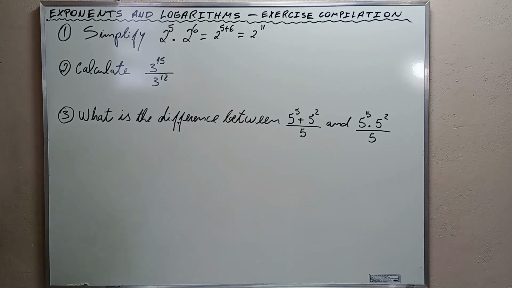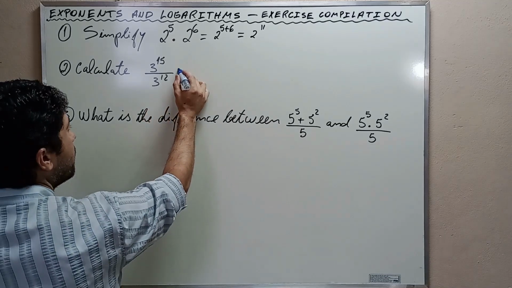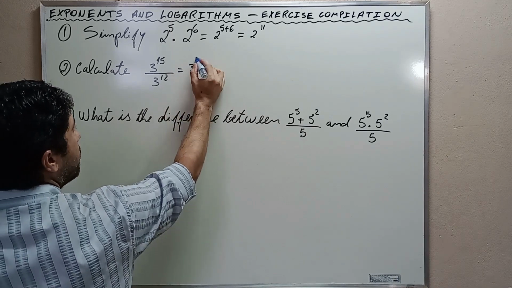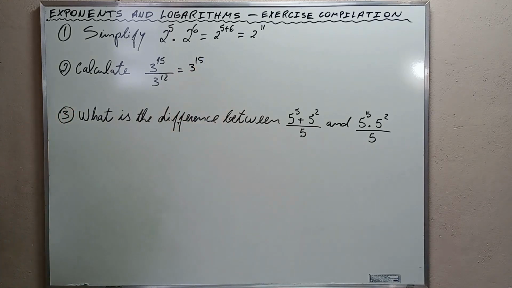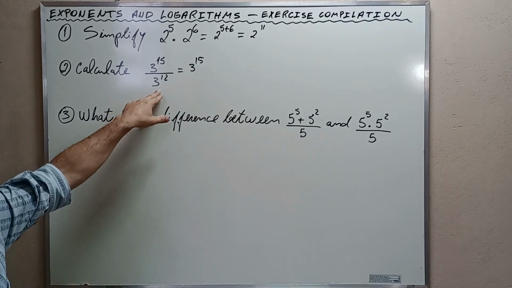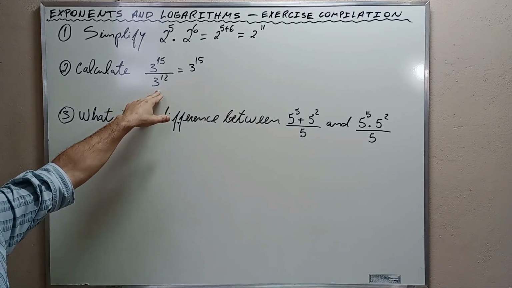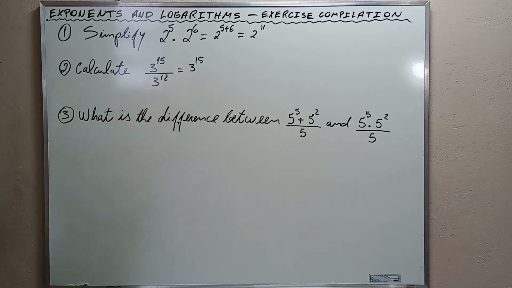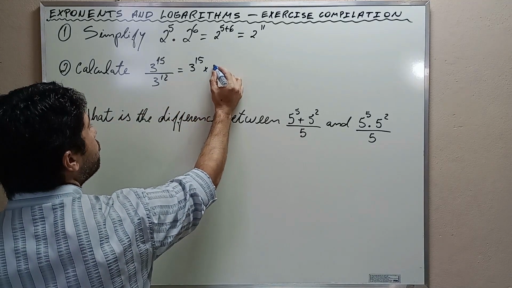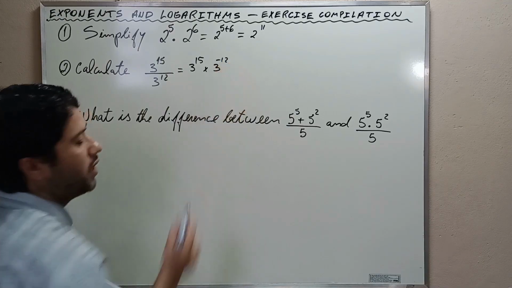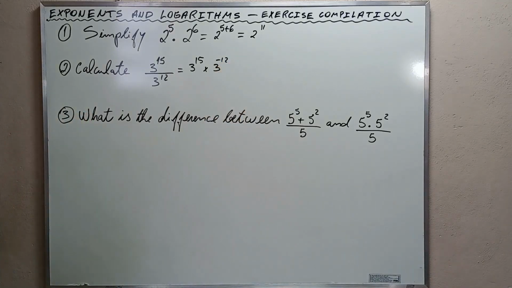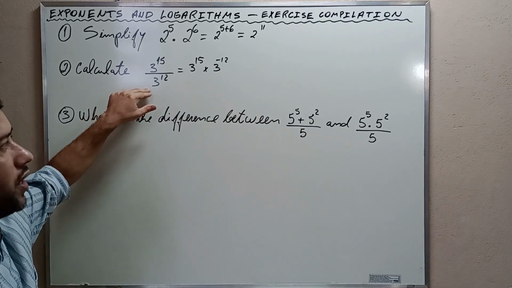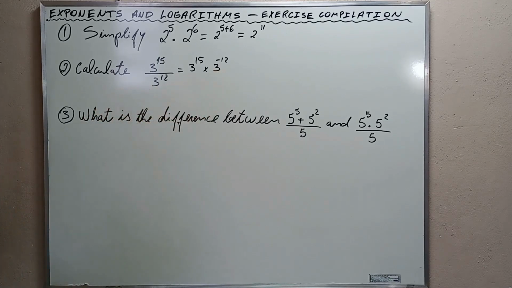Calculate this: 3 raised to the 15th power divided by 3 raised to the 12th power. What can we do? We are going to apply the property. It is going to be 3 to the 15th, and we are going to put this number in the numerator. How can we do this? We proceed as follows: times 3 raised to the power of negative 12. This is how we convert from the denominator to the numerator.